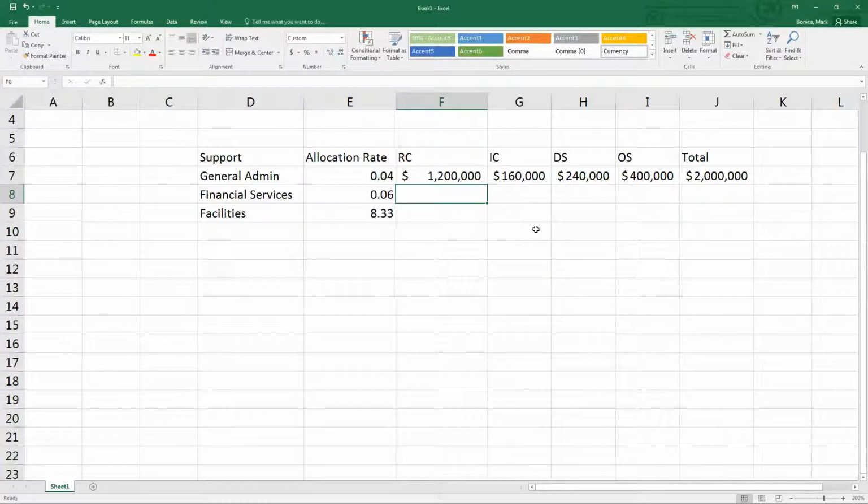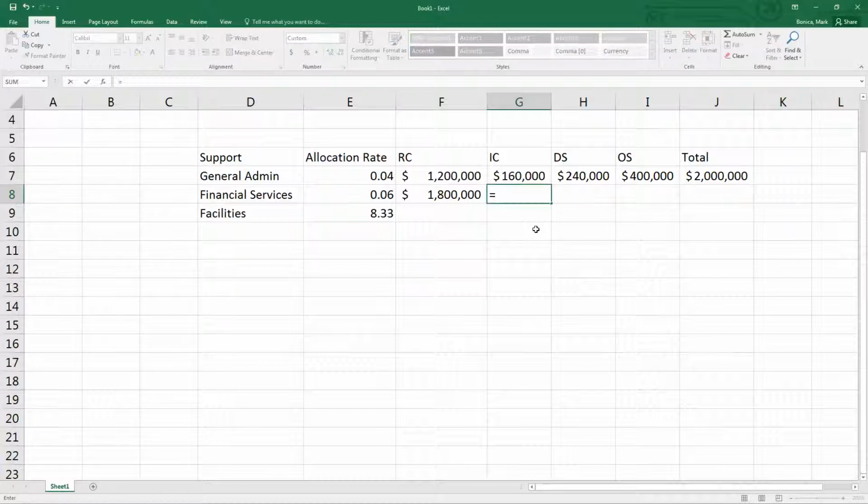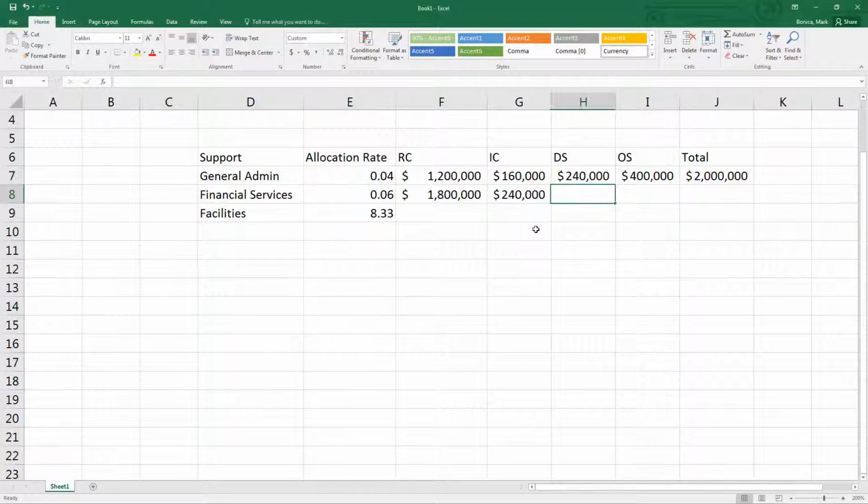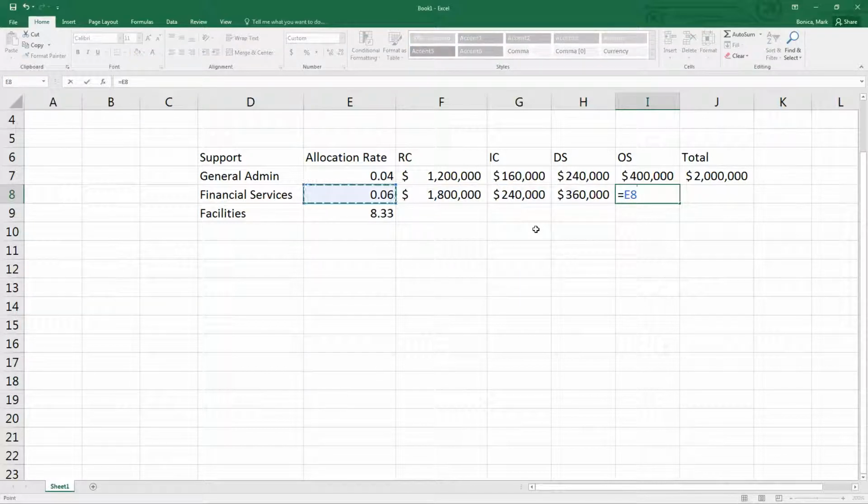Now we go to financial services. Financial services is also done off of patient service revenue, except it's 6 cents per dollar of patient service revenue. So 6 cents times, again, 30 million. And then 6 cents for intensive care times 4 million. 6 cents times 6 million. And 6 cents times 10 million.